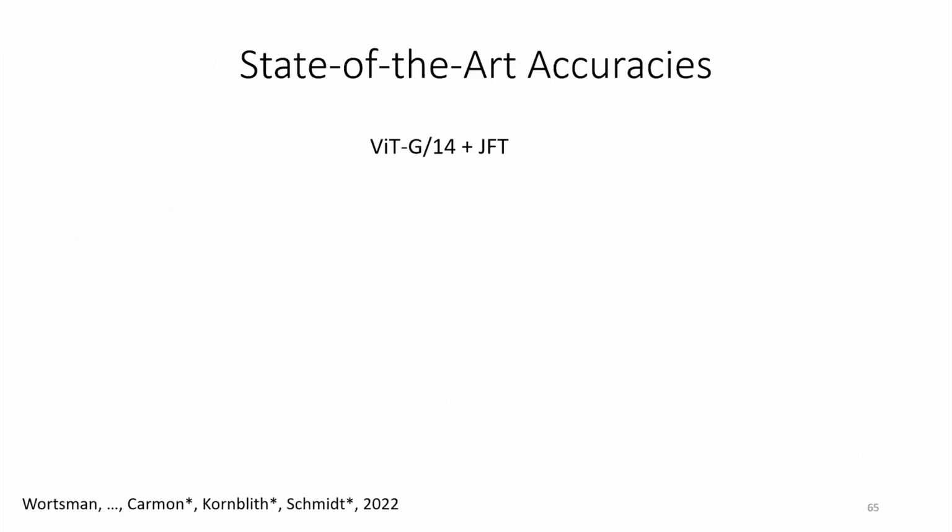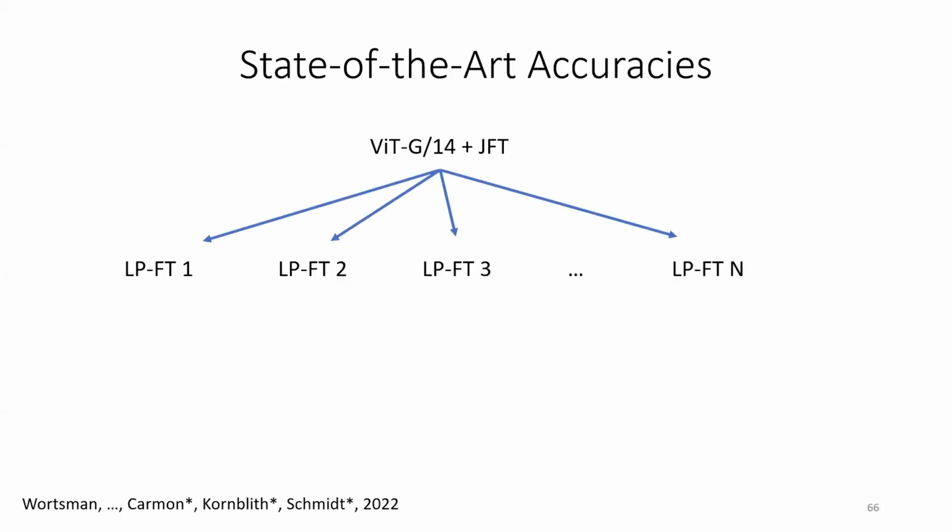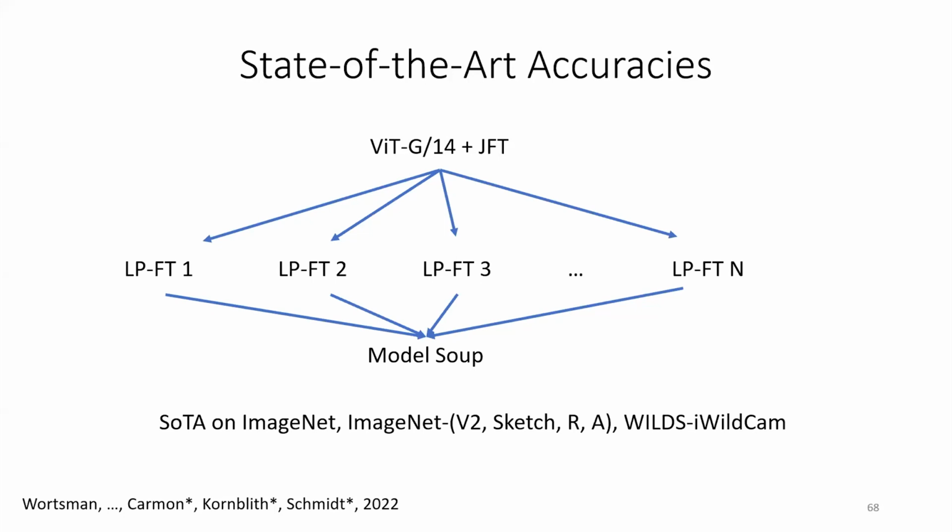Since then, this method has also been used to get state-of-the-art accuracy on popular data sets in machine learning. For example, this team at Google and UW took a very powerful foundation model. They used LPFD many times to fine-tune it on ImageNet, and then they ensembled this model together. This got state-of-the-art on ImageNet, which is one of the most popular machine learning benchmarks, and also a bunch of these robustness data sets.